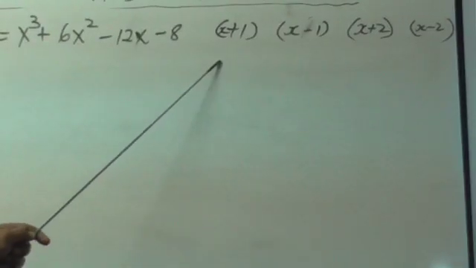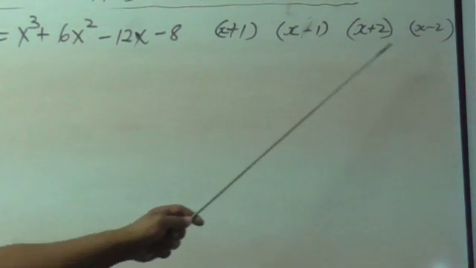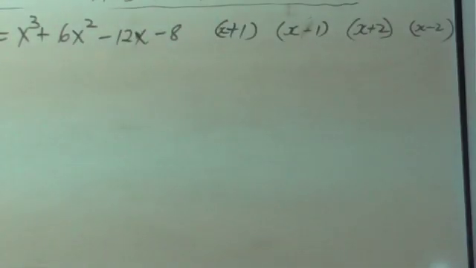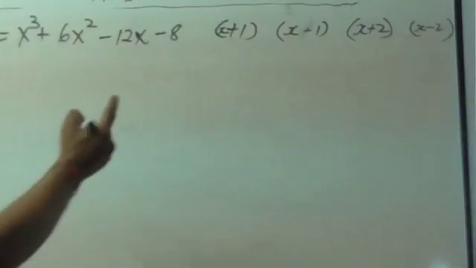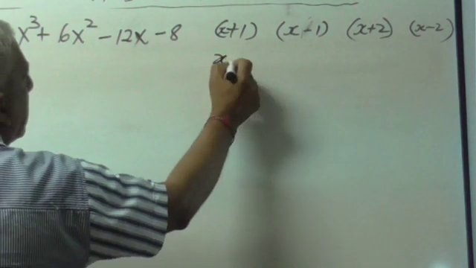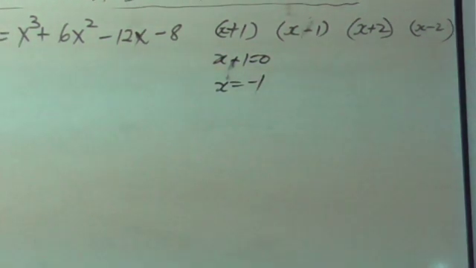But generally the examiners are not bad people, so it will be one of those full numbers most of the time. If it is a fraction, they will give you some clue that it is a fraction. So we try f of this. If we use x plus 1 equal to 0, then x is equal to minus 1. So we find f of minus 1.